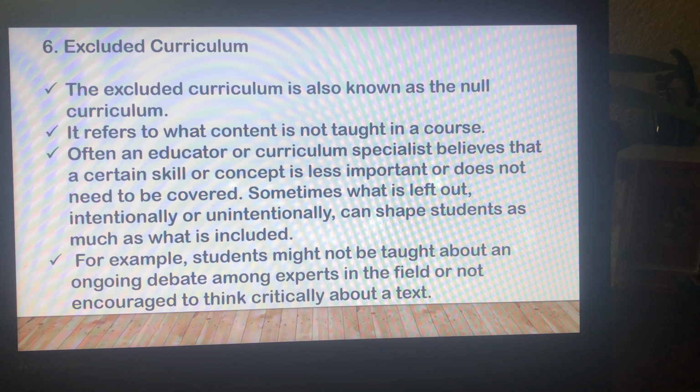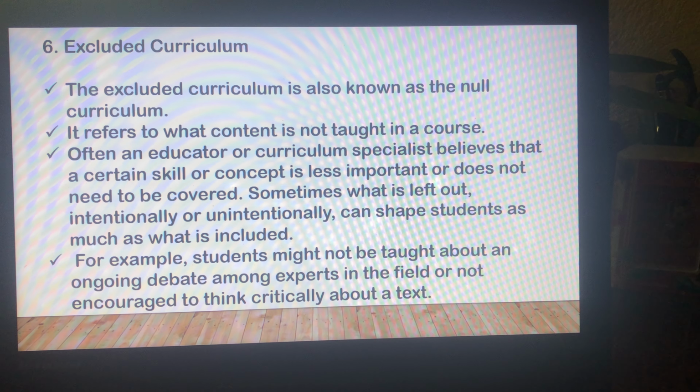Next is the excluded curriculum. The excluded curriculum is also known as the null curriculum because it refers to what content is not taught in a course. Often, an educator or curriculum specialist believes that a certain skill or concept is less important or does not need to be covered.